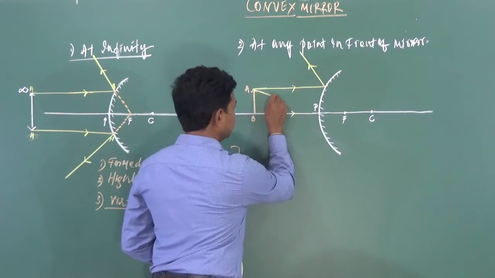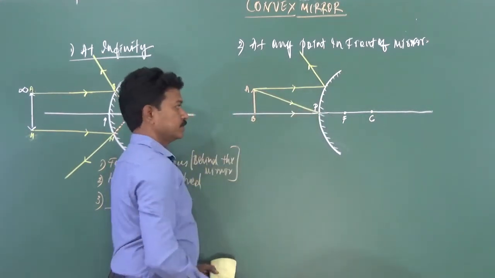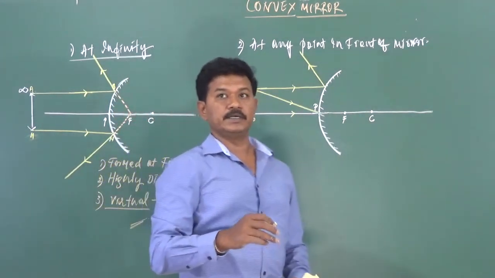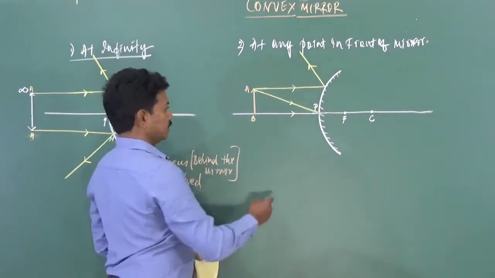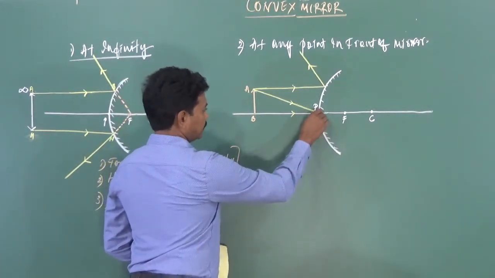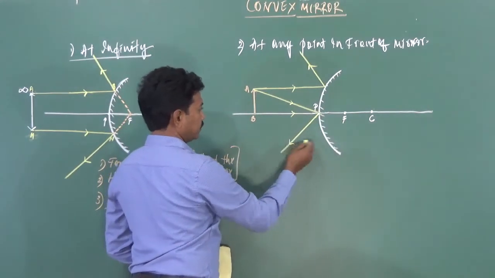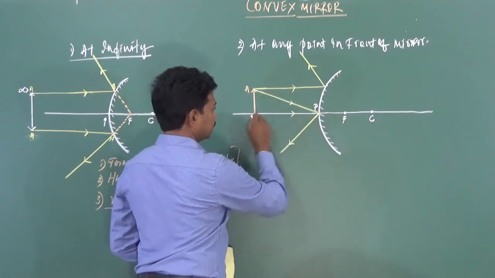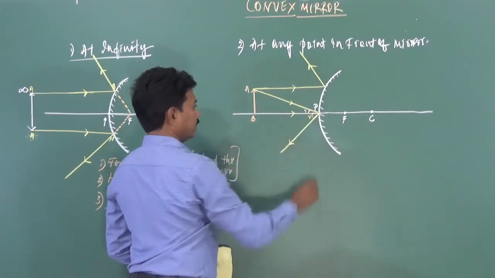So let another light ray be incident on the pole of the mirror. We know that any light ray incident on the pole of the mirror is going to get reflected at this point by using the law of reflection. That is, the angle between the incident light ray and the principal axis, that is the angle of incidence, will be equal to the angle of reflection.